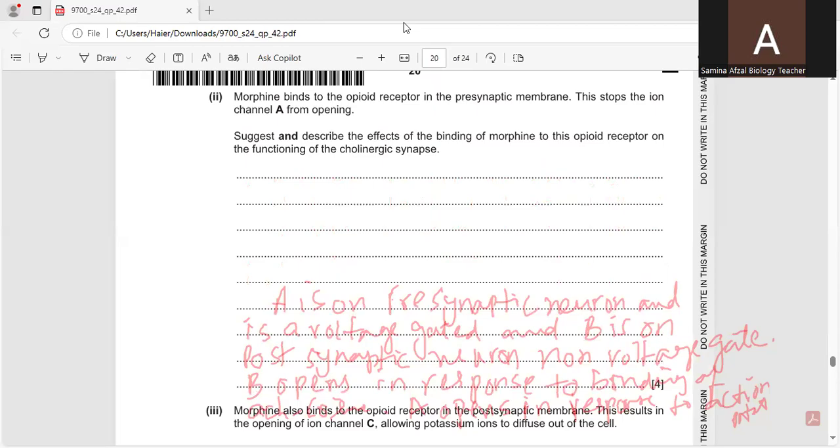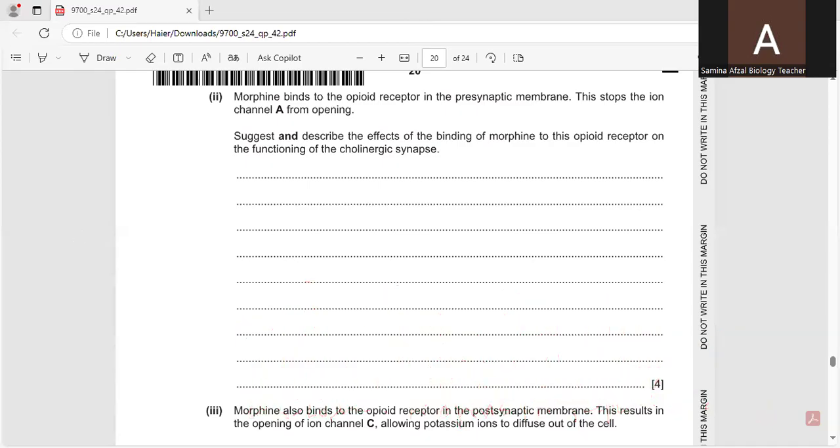And the next question is, morphine binds to the opioid receptors in the presynaptic membrane. This stops the ion channel A from opening. Suggest and describe the effects of the binding of morphine to this opioid receptor on the functioning of the cholinergic synapse. So what happens in this case? A opens in response to action potential, but now it will be closed, it will not be open. So there will be no action potential in that case.